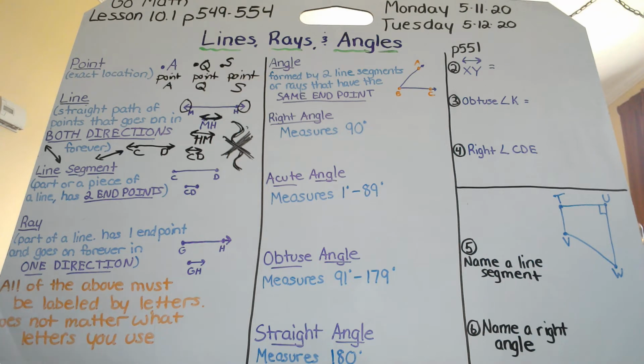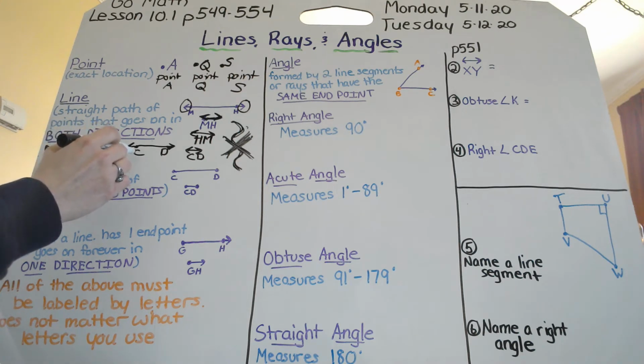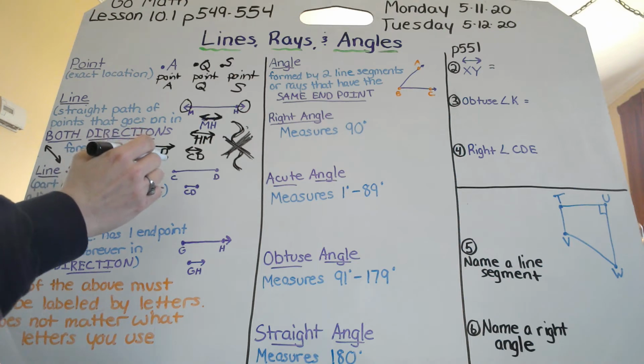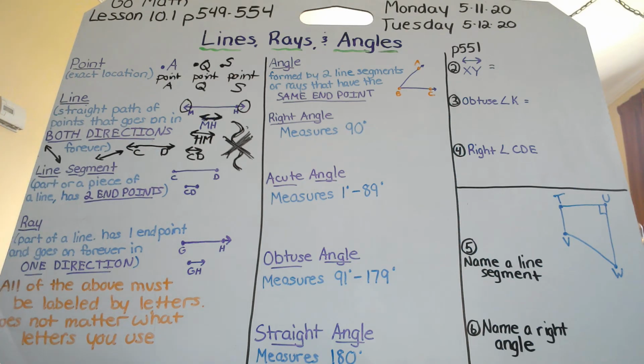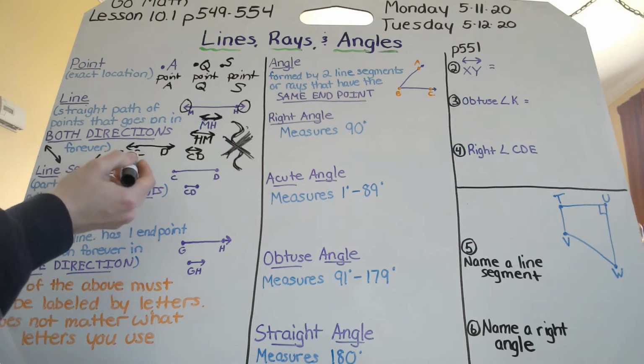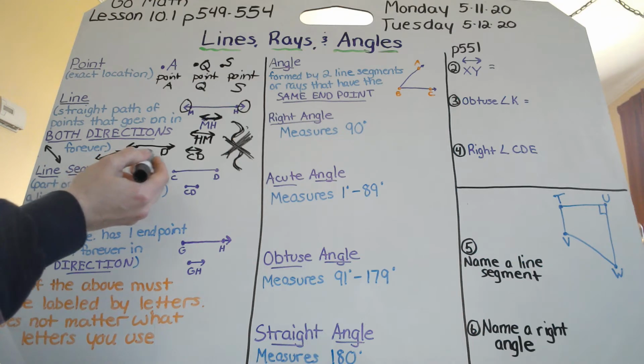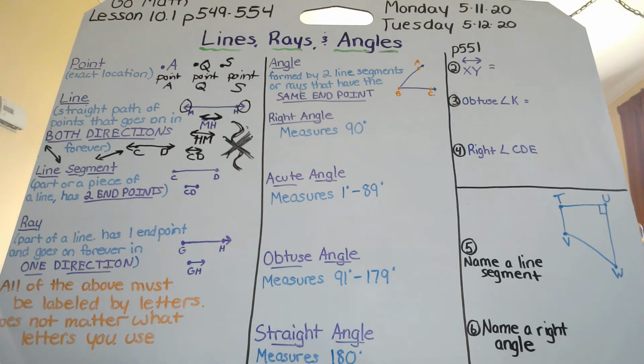And when you're labeling a line, you can either say line CD or you can say line DC. It does not matter how you label that line. Normally, because we read from left to right, we would say line CD. Okay? Normally. All right. Our next guy is a line segment.